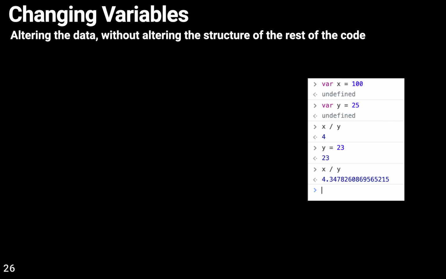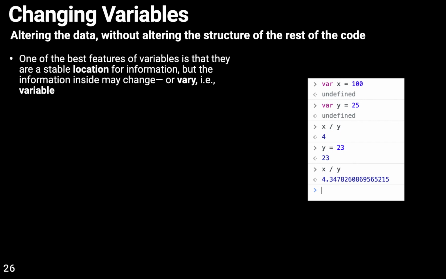Another piece of this that's really useful is that you can change variables, right? So altering the data without altering the structure of the rest of your code. So this is one of the best features, right? They are a stable location for information. So all of your code might refer to the same X variable. Everything you do might refer to that same variable. But then you can change what's inside X to change how your code works, right? Or rather, maybe not how it works, but change the result of running your code, right?